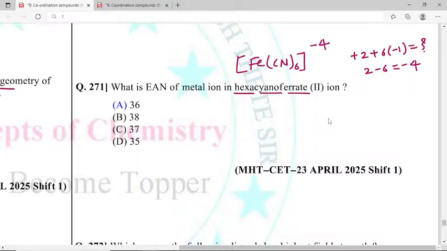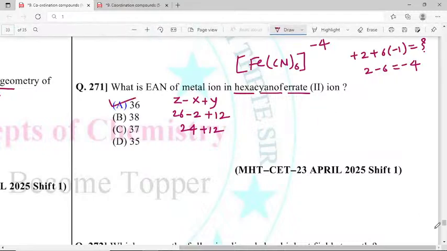Next, oxidation state. What is the formula? Effective atomic number is equal to Z minus X plus Y. What is Z here? For Fe, 26 minus oxidation state +2, 24, plus 12, 36. So 36 is the answer.